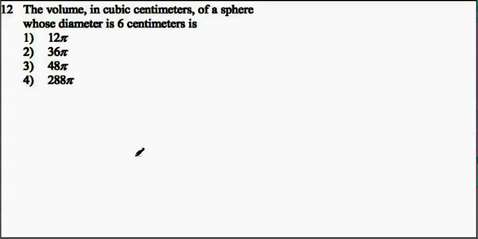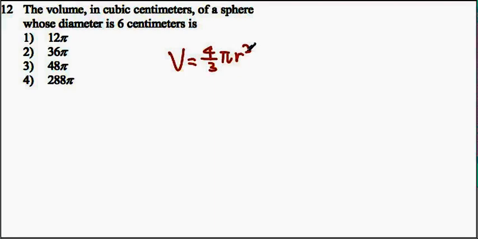Alright, let's look at number 12. The volume of a sphere. Volume of a sphere is 4/3 pi r cubed. But we need to figure out what the value of r will be. Since the diameter is equal to 6, the radius must be half of that, which is 3. That means 4/3 pi 3 cubed.